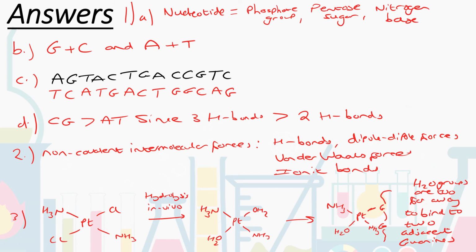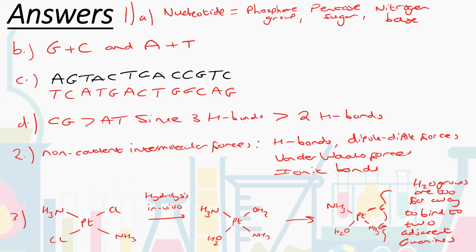So the first question was to say what the three components of a nucleotide were. And the three components are very simply a phosphate group, a pentose sugar, simply just a sugar, pentose meaning it's 5 carbons long, or a 5-membered ring, really it's 4 carbons with an oxygen in there, and a nitrogen base, one of those C, G, A and T bases.